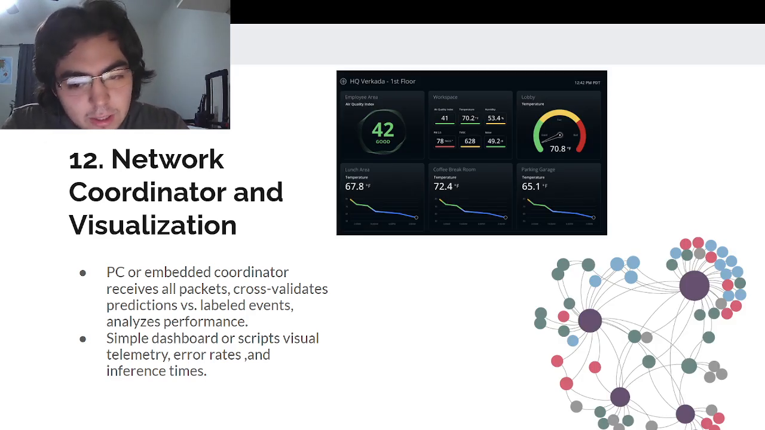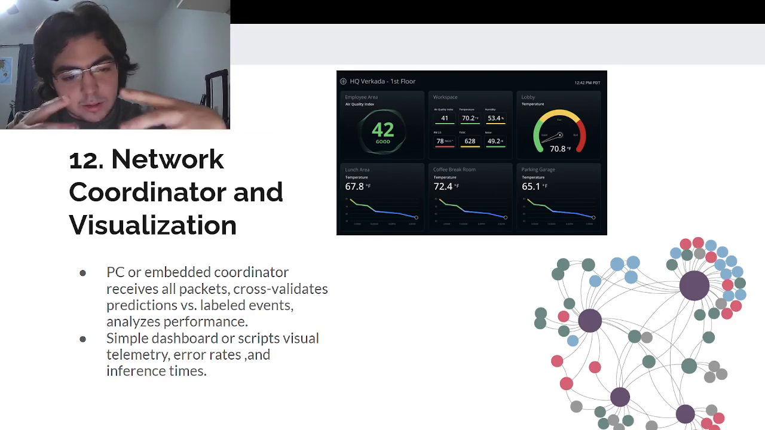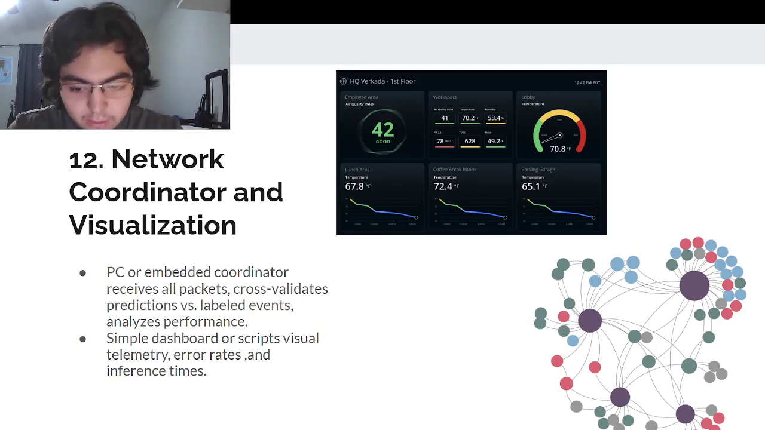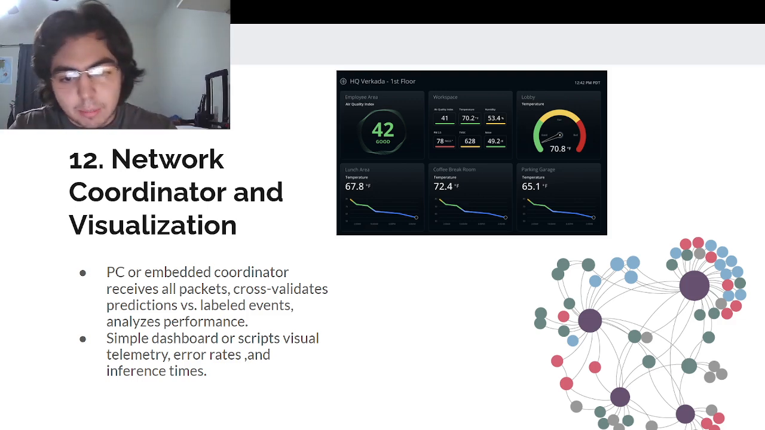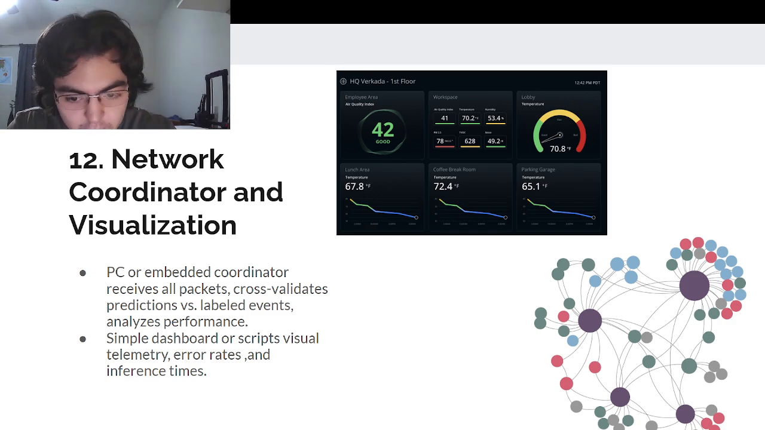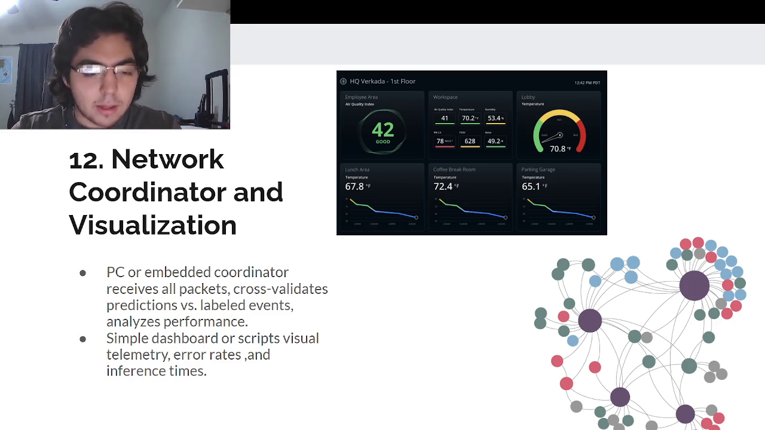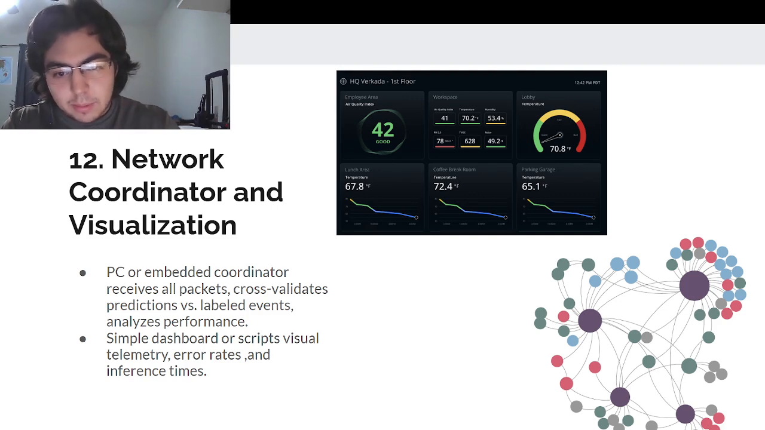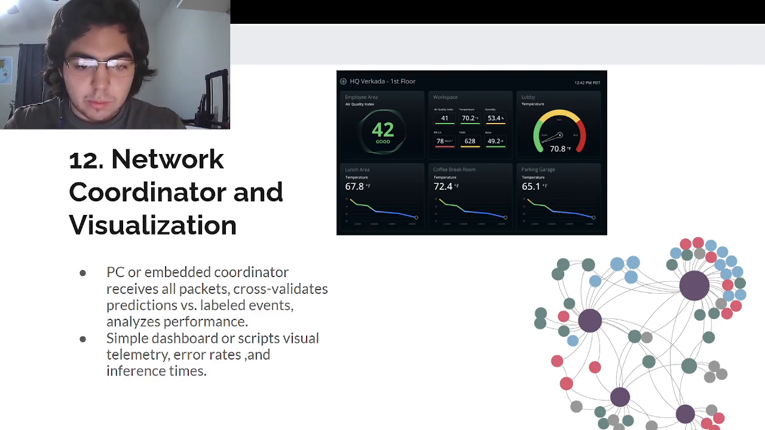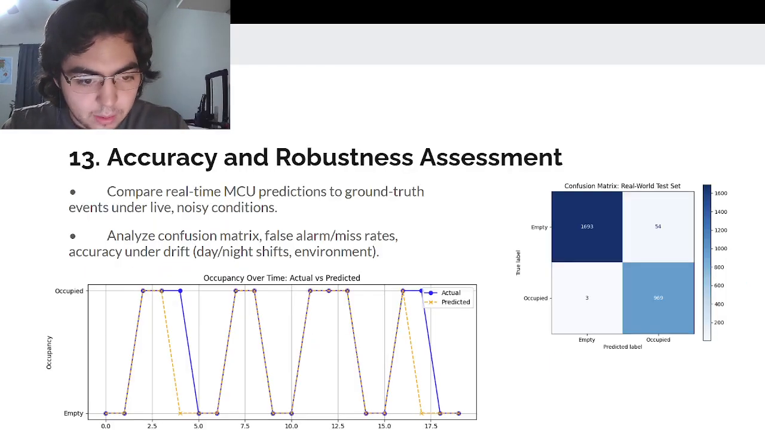The network coordinator visualization is what I was saying. The network coordinator takes in all this information, and then it knows what's actually going on in the building, so it can compare what the 8051s think is going on versus what's actually going on to make error detections and accuracy and see how good it is, basically. And also just for actual implementation, it could be used to see what the sensors are saying. If there are people here or there, what are they doing?